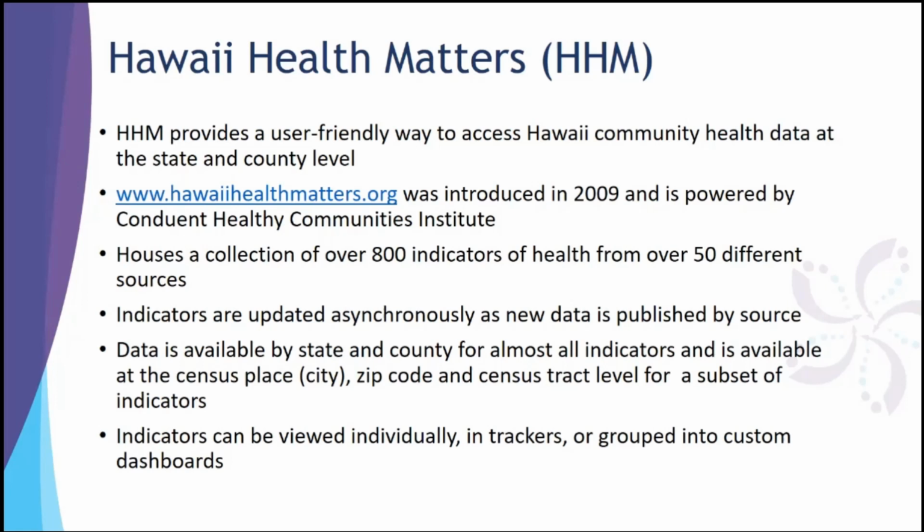HHM was originally designed with state and county data in mind. So almost all of the indicators have data for both, but many also have additional data by other demographic variables like age and sex and race ethnicity. Moreover, HHM contains some sub-county level data, and I would say increasingly contains more sub-county level data, all the way down to the census tract for some indicators.